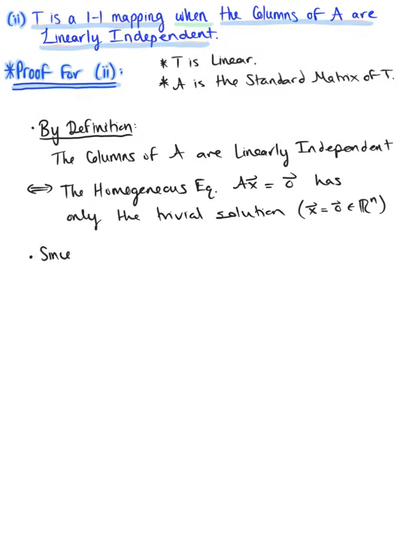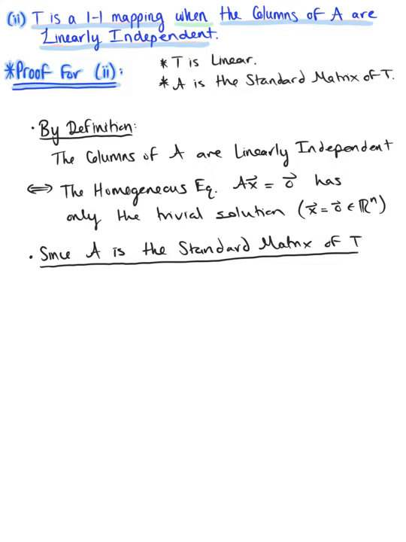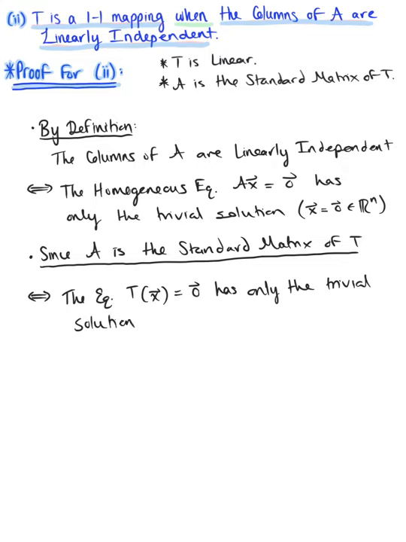Well, since matrix A is the standard matrix of T, we know that this previous statement is logically equivalent to saying that the equation defined as the image of vector x under the action of T equals the zero vector has only the trivial solution. Again, the trivial solution is the zero vector in Rn.